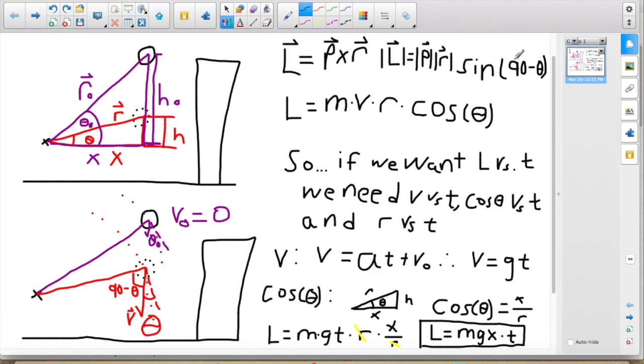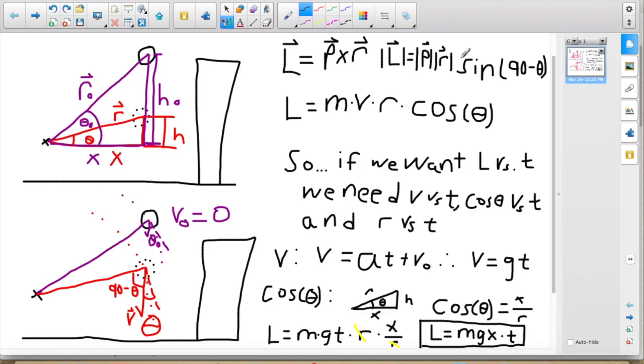The mnemonic device I like to use for that is cross sign. So cross product, the magnitude is the two magnitudes multiplied together times the sine of the angle. Dot product, on the other hand, you use the cosine of the angle. So that works for any two vectors cross-producted together in 2 dimensions.